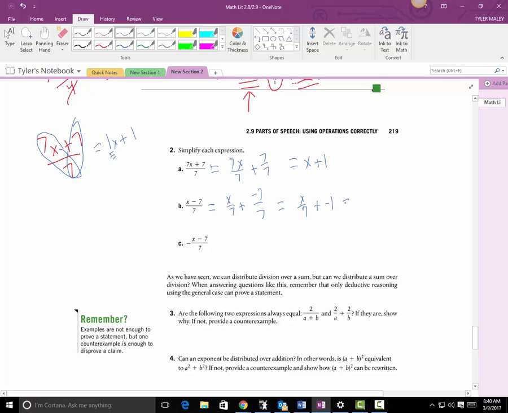And then if you'd like, we could rewrite this as x over 7 minus 1. So plus a negative is the same thing as just subtraction. In other words, if I have a minus b, that's the same thing as a plus negative b.